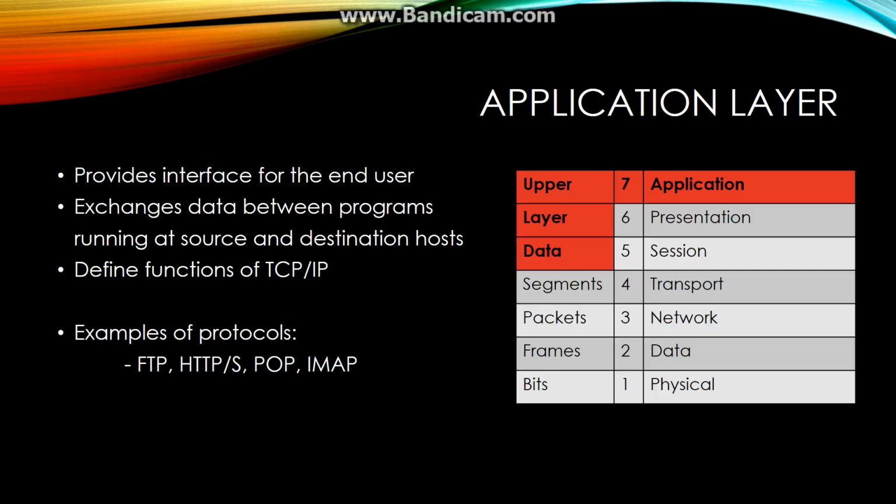We're going to start off with the application layer, and this is the layer that's closest to the user and provides an interface that allows for the exchange of data between programs at a source and destination point. The top 3 layers of the OSI model define functions of the TCP/IP model and are often referred to as upper layer data.